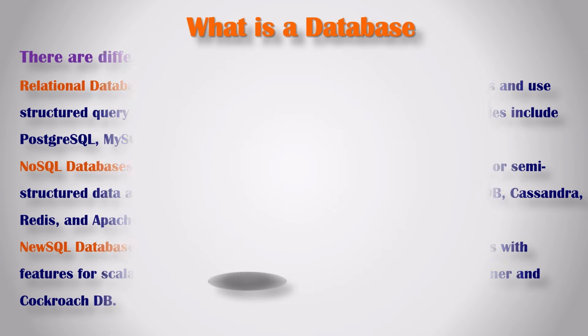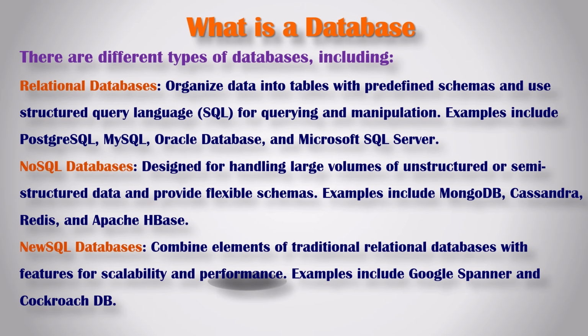There are different types of databases. Relational databases organize data into tables with predefined schemas and use Structured Query Language, SQL, for querying and manipulation. Examples include PostgreSQL, MySQL, Oracle Database, and Microsoft SQL Server. NoSQL databases are designed for handling large volumes of unstructured or semi-structured data and provide flexible schemas. Examples include MongoDB, Cassandra, Redis, and Apache HBase. NewSQL databases combine elements of traditional relational databases with features for scalability and performance. Examples include Google Spanner and CockroachDB.